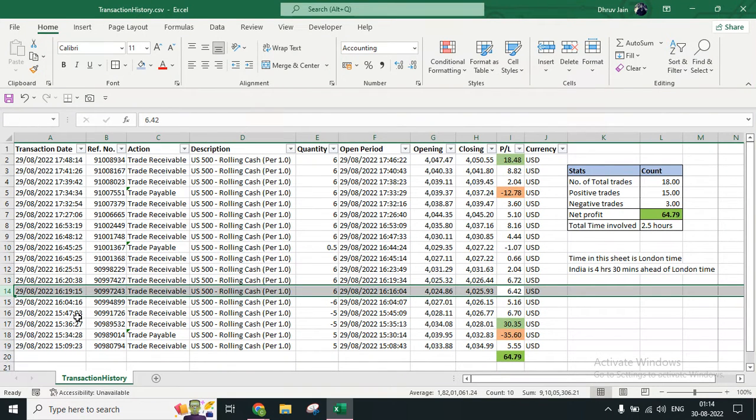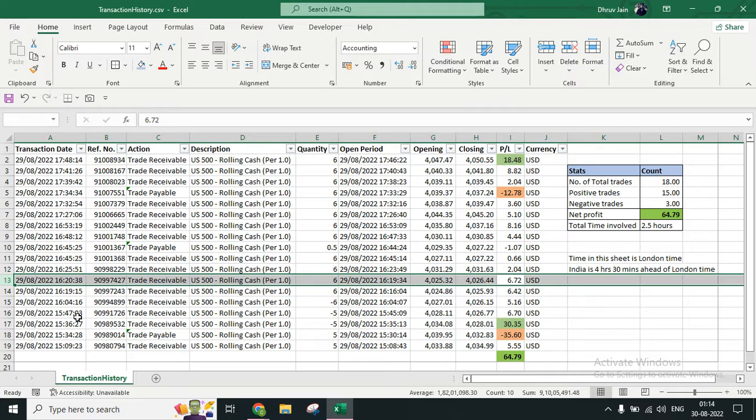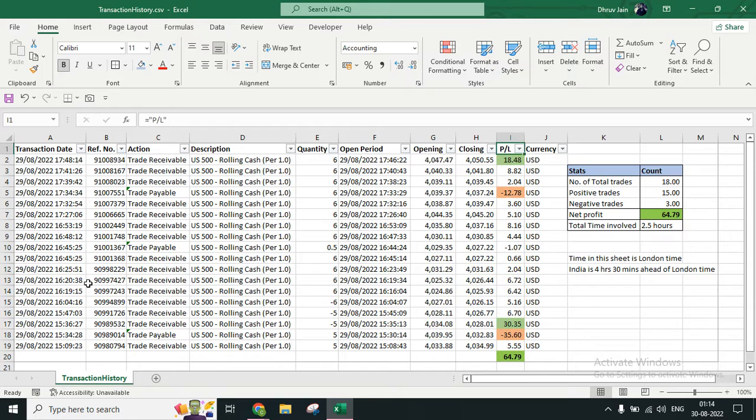Let me show you this. As you can see, I bought it around 16 hours 19 minutes 34 seconds, and I sold it around 16 hours 20 minutes and 38 seconds. So that's not even a complete 1 minute. So this is called scalping. You can say it's trading with speed, but yeah, that's how it goes.